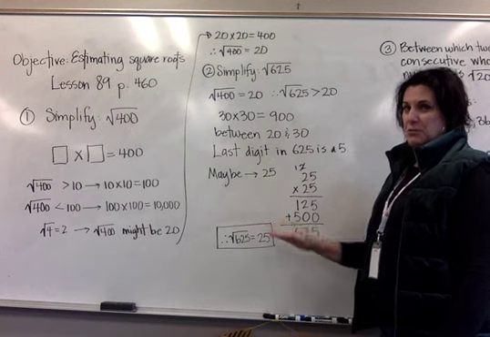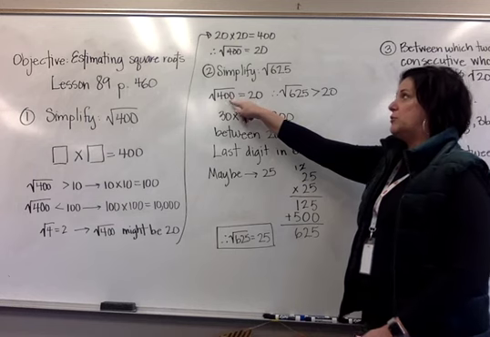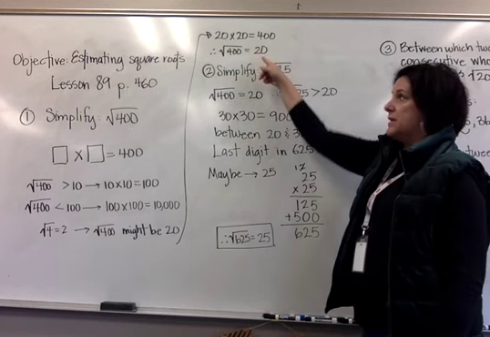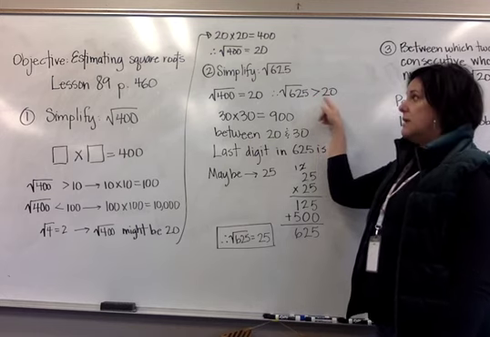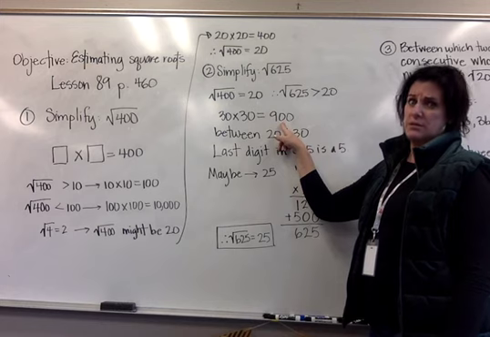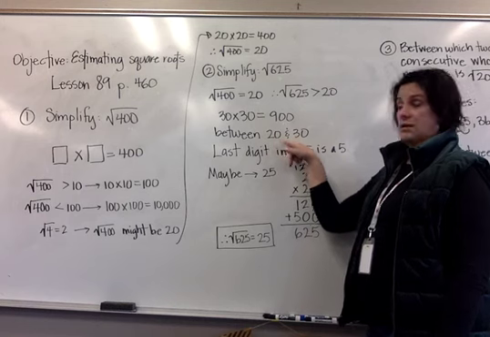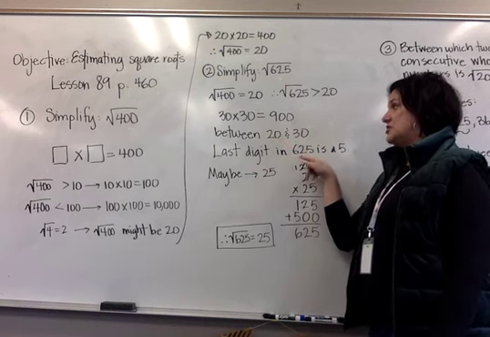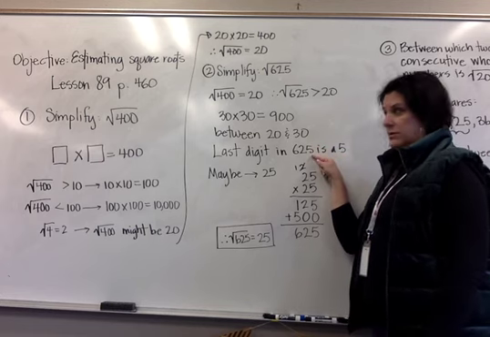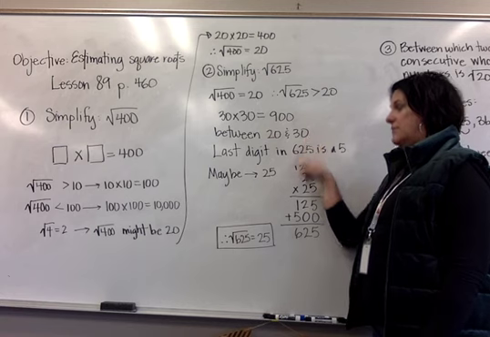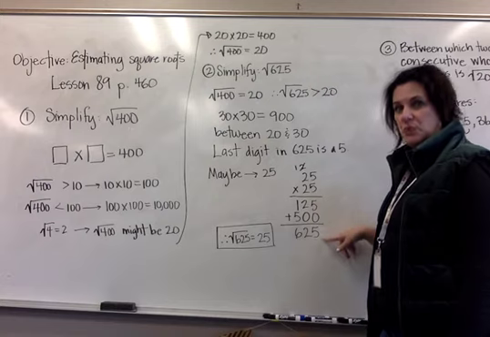Now again, you might want to rewatch that. I'll go through this really quickly one more time. The square root of 625. Well, the square root of 400 is 20. We just learned that. So the square root of 625 must be greater than 20. But 30 times 30 is 900. So the square root of 625 must be somewhere between 20 and 30. The last digit of 625 is a 5. So something times itself has to end with a 5. And it has to be between 20 and 30. So in fact, it is 25 because 25 times 25 is 625.